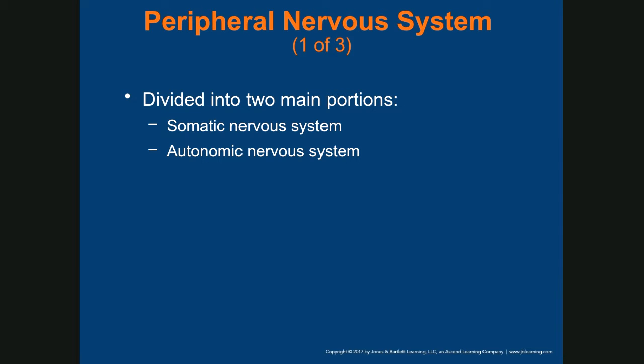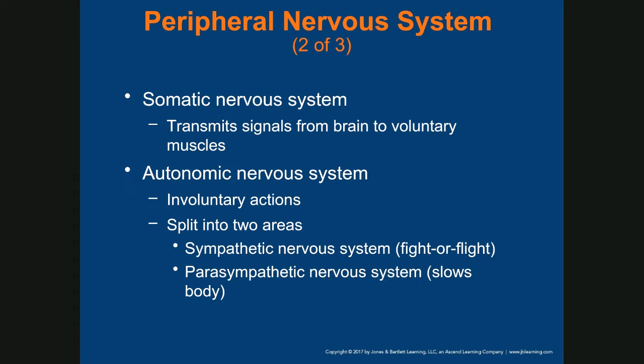The autonomic nervous system divides into the sympathetic and parasympathetic, and we spoke about that on the previous slide. One is the fight or flight, the other is the rest and digest. So just recapping, somatic nervous system transmits signals from the brain to the voluntary muscles.